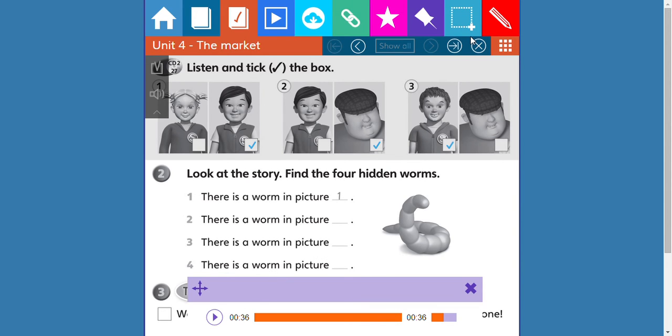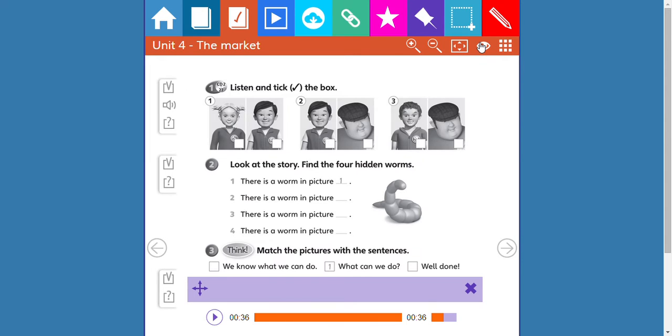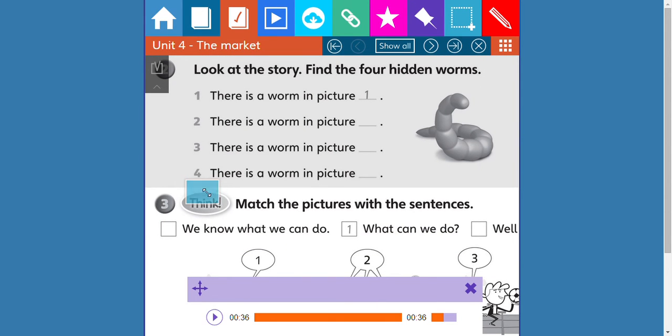4. Now exercise number 2. Exercise number 2. Now let's do this exercise. Look at the story. Find the 4 hidden worms. Now look at the worm. Worm يعني دودة. Now there is a worm in picture 1.